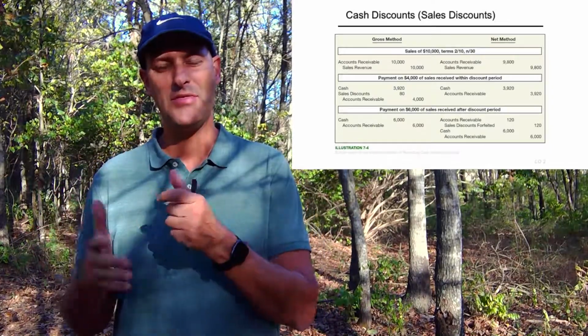So under the net method, if they don't pay within the 10-day period, in this situation, we have to increase sales through a sales discounts forfeited account to bring net sales up to gross because they didn't take the discount. That's under the net method. If we're using the gross method and they do pay within the discount period, we use a sales discount account to reduce the value of sales recorded to take into account that they actually took the sales discount when we were not expecting them to. So that's cash discounts and how they get recorded.